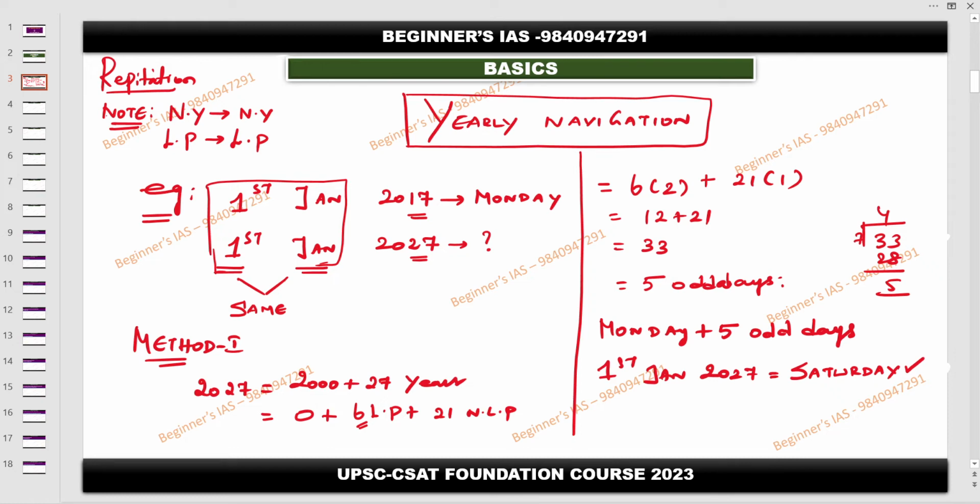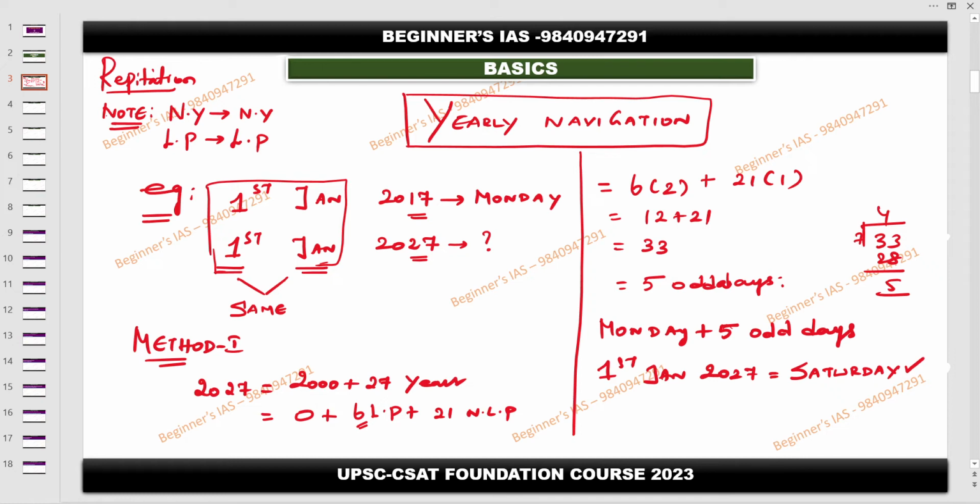The 5 odd days, Monday plus 5 odd days. Monday plus 5 odd days.